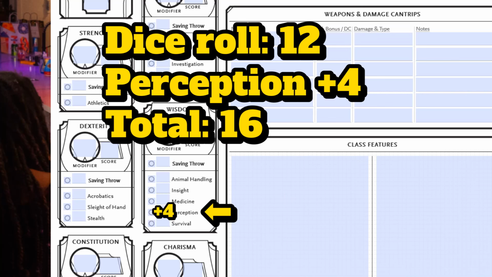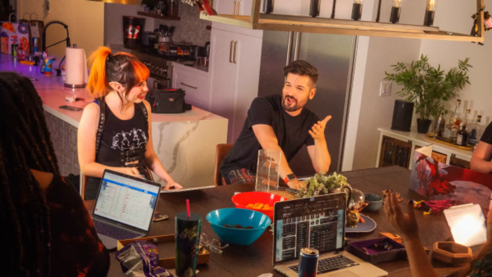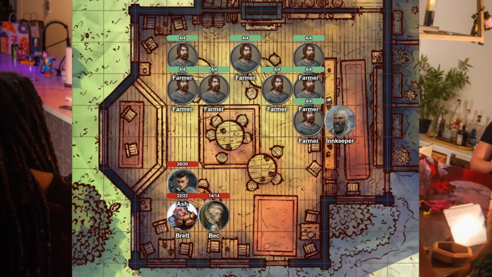The DM will have a set number Ash needed to get, called a difficulty check, or DC. It might be higher or lower depending on how difficult it is. The DM then explains the result of the roll. In this case, the DM says to Ash, "Ash, your character looks around, but everything looks like normal, nothing stands out." Ash then asks to go over to the bartender to talk.